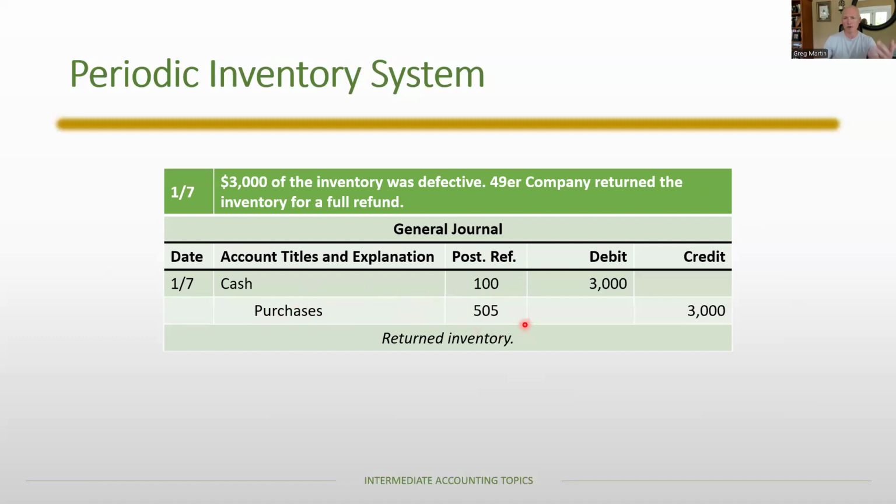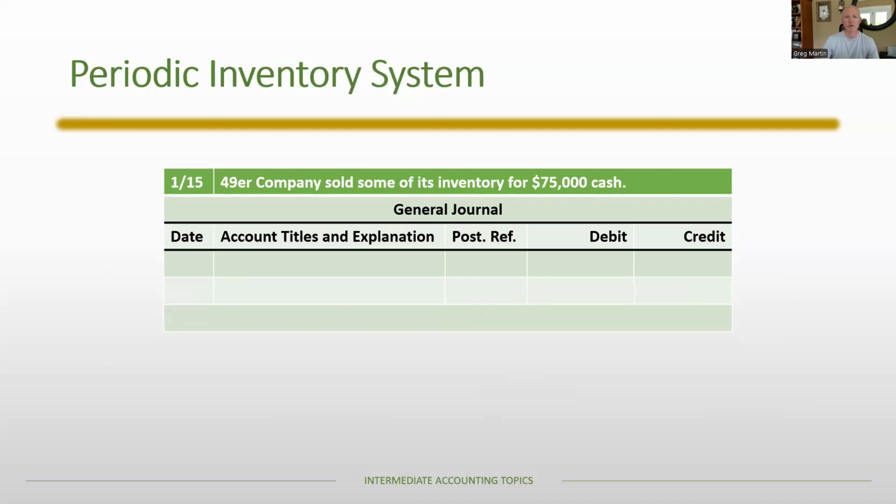And so just be aware we're doing it this way, but later on we're actually going to show it a little bit different. They sold some inventory for $75,000 cash. And again, just to be very, very clear, we do not record changes to inventory as the inventory is sold. Instead, it's an adjusting entry based on physical count.